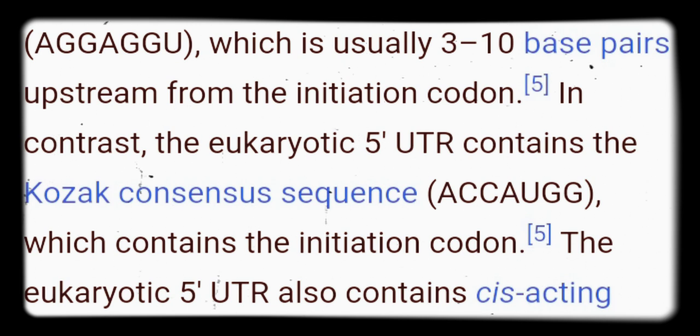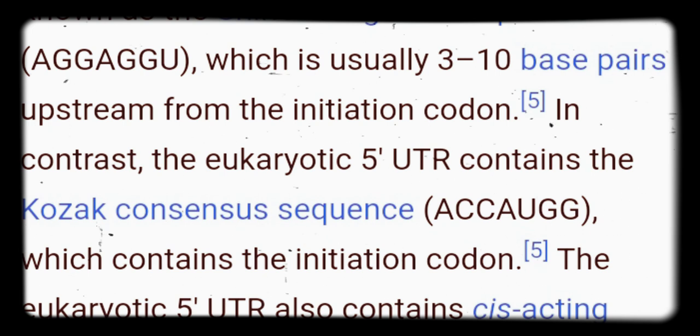A purine nucleotide upstream, two to three nucleotides upstream, and a guanine immediately downstream from the start codon. Here you can see in the Kozak sequence the AUG is your start codon of the open reading frame. After AUG there is a G, and before AUG in the upstream there are two nucleotides. It can be any nucleotide, maybe guanine, maybe adenine, maybe uracil, right?